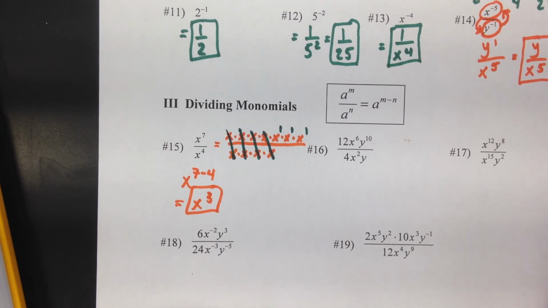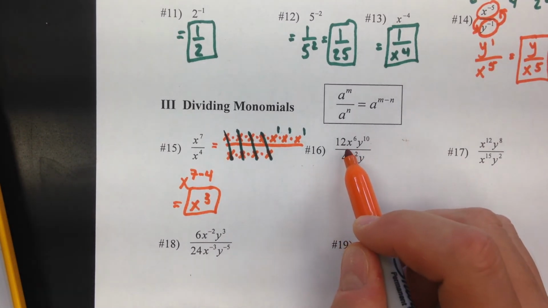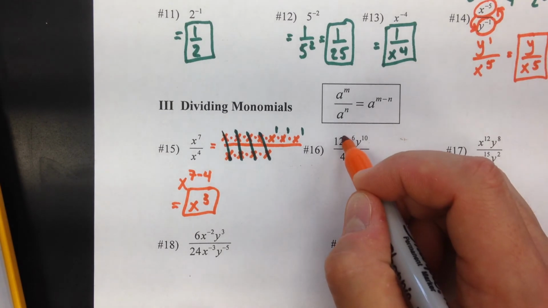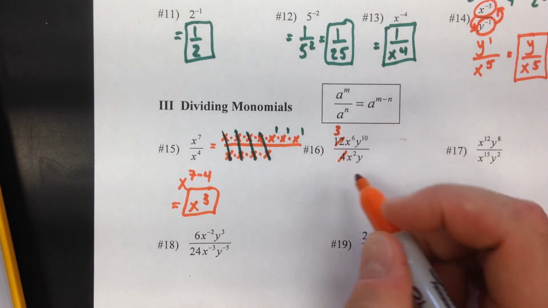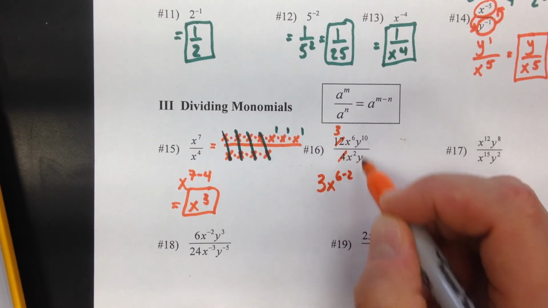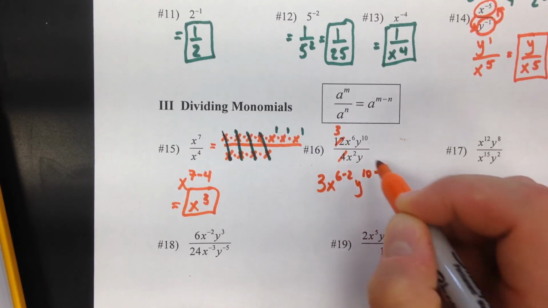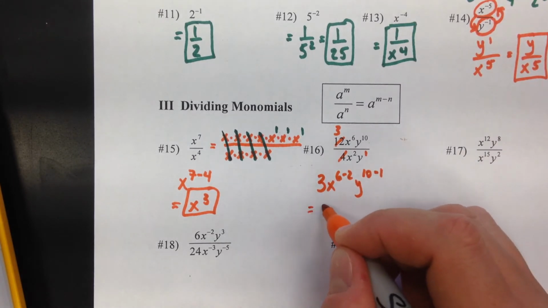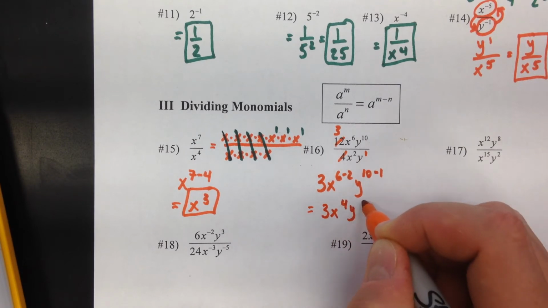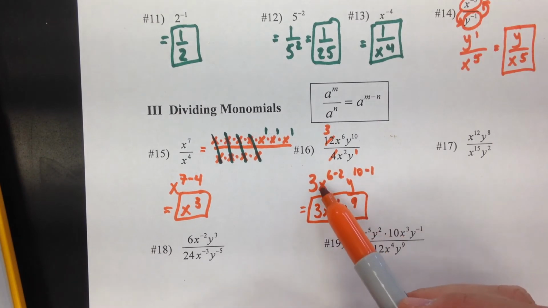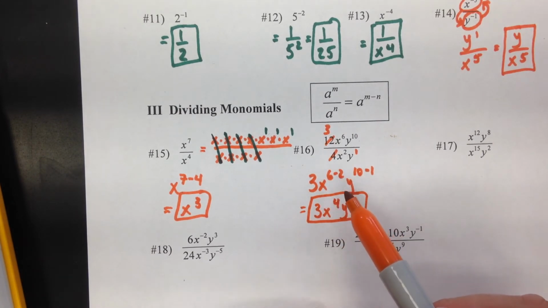Okay, so number 16 here. Remember that this is a division problem. So when you have coefficients, regular numbers, you're dividing these. It's 12 divided by 4, which is 3. So it's 3x to the 6 minus 2, and then that's y to the 10 minus 1. Don't forget that exponent is a 1, and we get 3x to the 4th, y to the 9th. Now you don't really need to show this step. You can do the subtraction in your head.